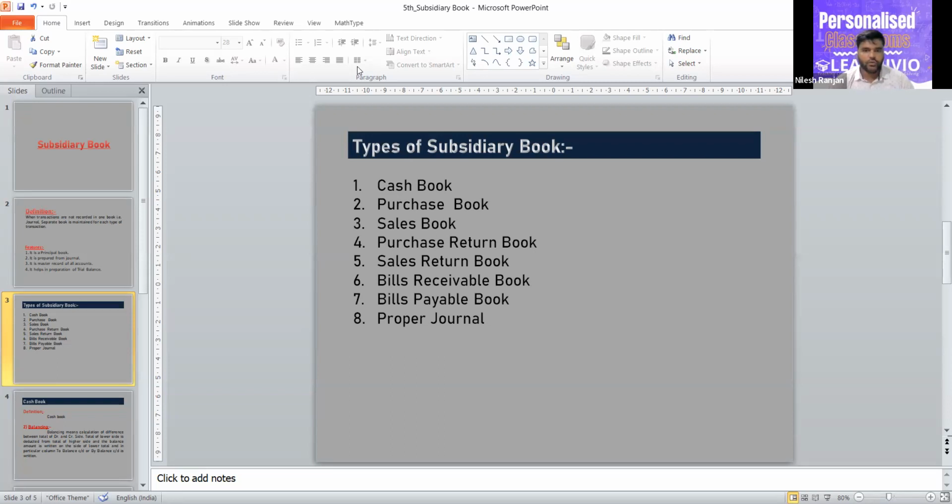Okay. What about the sales book? Every credit sale will be recorded in the sales book. Credit sale of goods, because cash sale is written in the cash book.